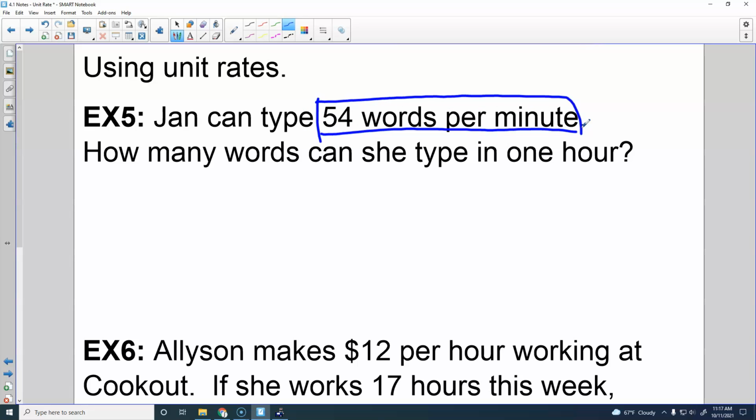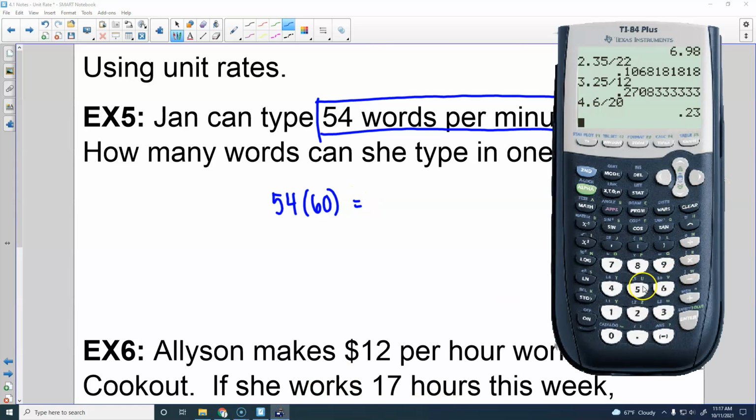An hour is 60 minutes. So what would we do to figure out how much she can type? We're not going to divide in this case. It's going to be 54 for each minute that she's typing, which is going to be 60. So you're going to multiply in this case. So 54 times 60.